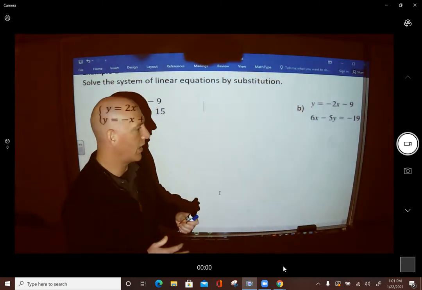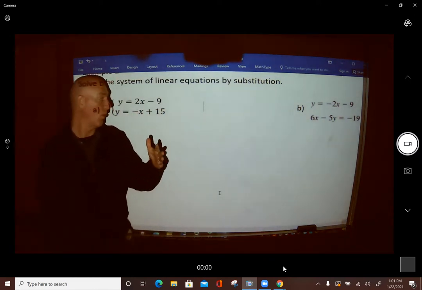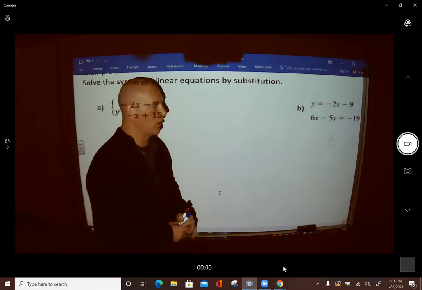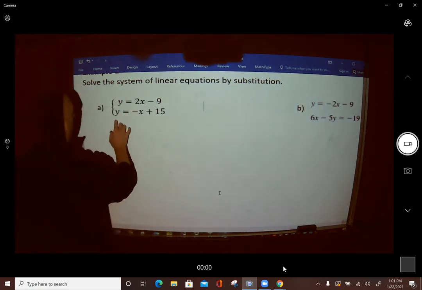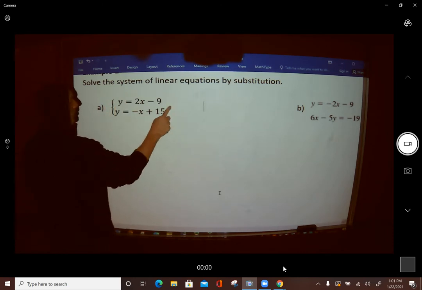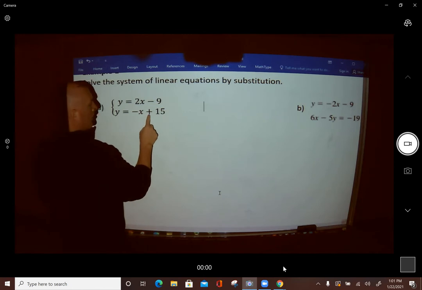The point of this section is to be able to solve systems by hand or algebraically. So we're not going to be using our calculators on this, no graphing calculators. So here's your problem, here's your system. Your first line is y equals 2x minus 9. Your second line is y equals negative x plus 15.